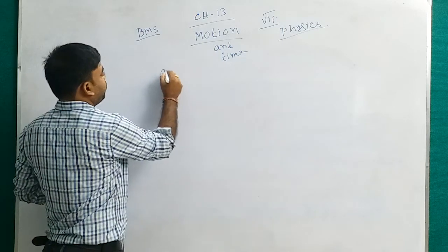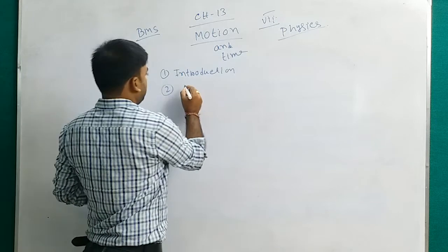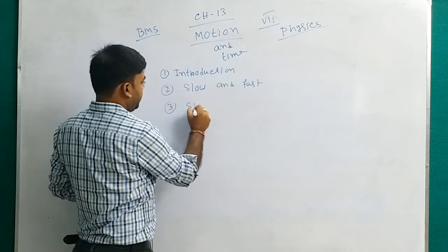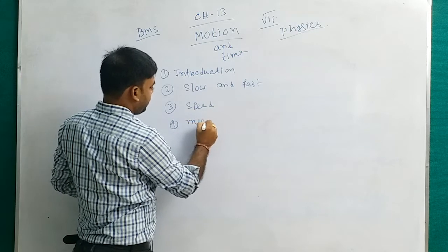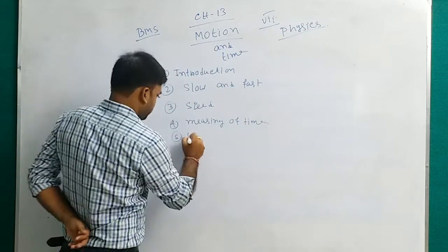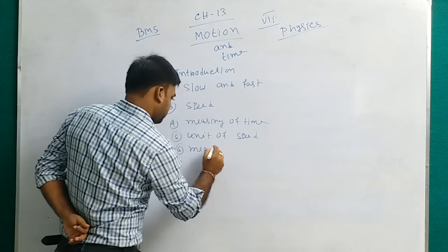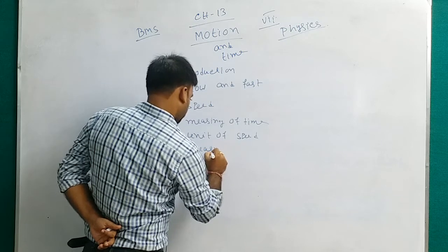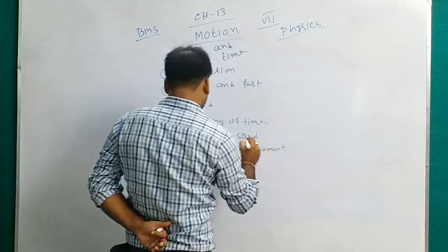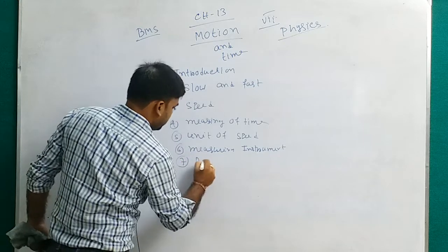These are, first of all, introduction; second, speed, slow and fast; third, speed; fourth, measuring of time; fifth, unit of speed; sixth, measuring instrument; and last one, distance time graph.